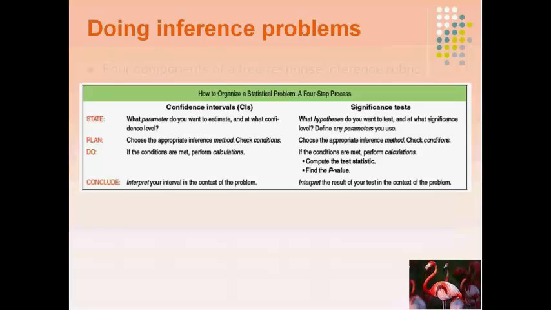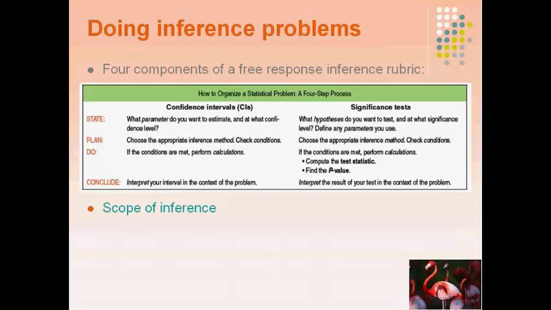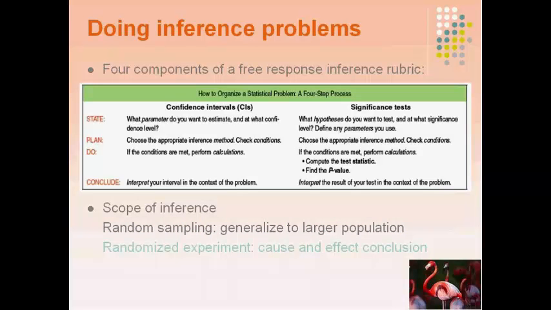So we've got the 4 components of the inference rubric. And then this issue of scope of inference I was mentioning before. Random sampling means you can generalize to a larger population, the population from which the random sample was taken. And in a randomized experiment, we're allowing students to infer cause and effect. But usually in a randomized experiment, the subjects are not randomly selected from some larger population, so you're not able to generalize to just everybody. You can only generalize to people like the ones who took part in the experiment, often volunteers.